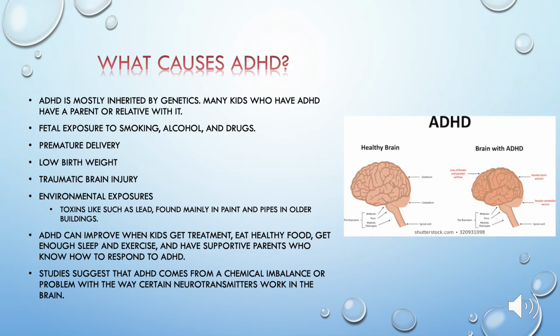in older buildings. As we can see, ADHD is not caused by too much screen time, poor parenting, or eating too much sugar. ADHD can improve when kids get treatment, eat healthy food, get enough sleep, and exercise, and also have supportive parents who know how to respond to ADHD. Studies suggest that ADHD comes from a chemical imbalance or a problem with the way certain neurotransmitters work in the brain. Overall, the most known reason that people get ADHD is genetics.